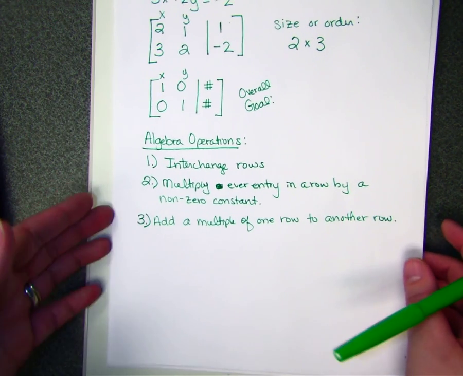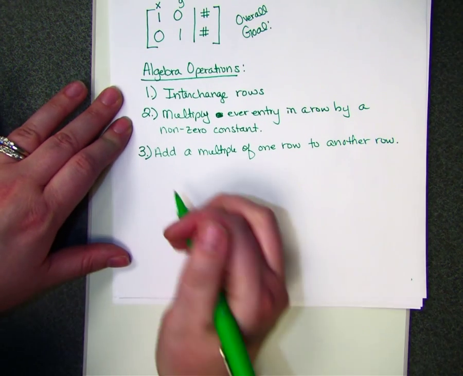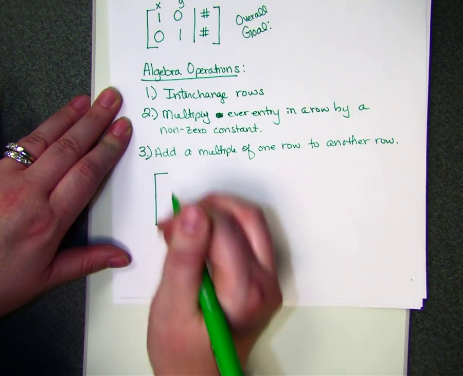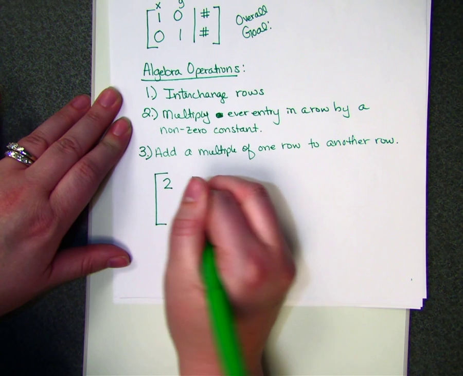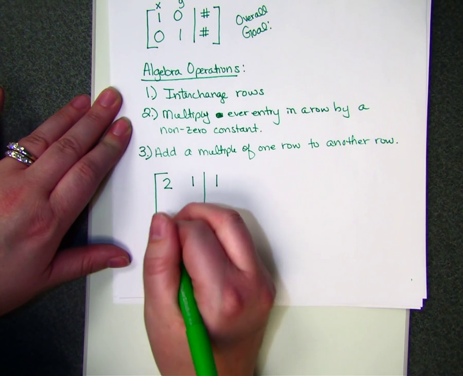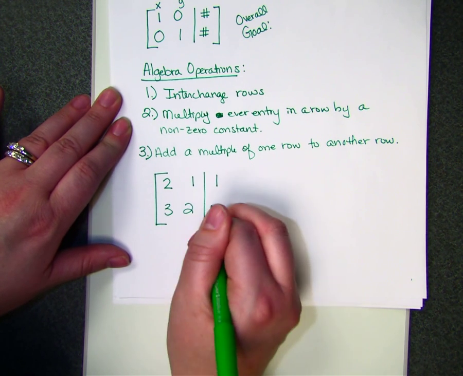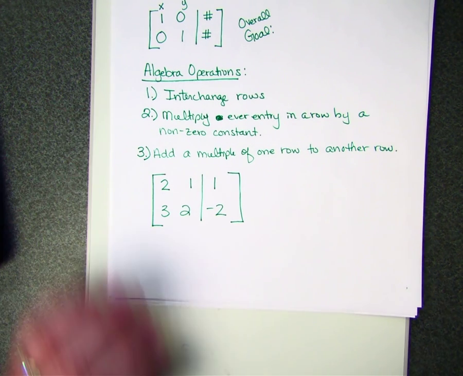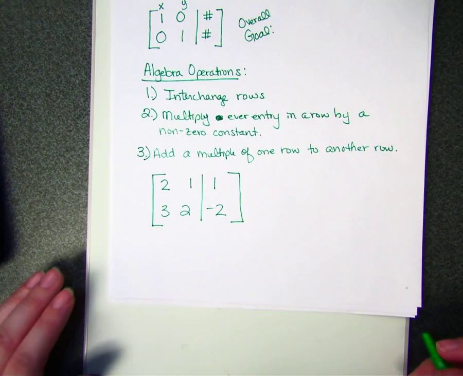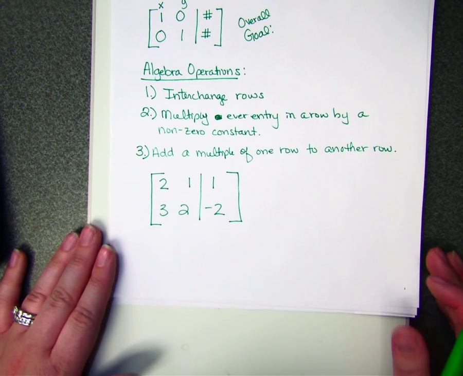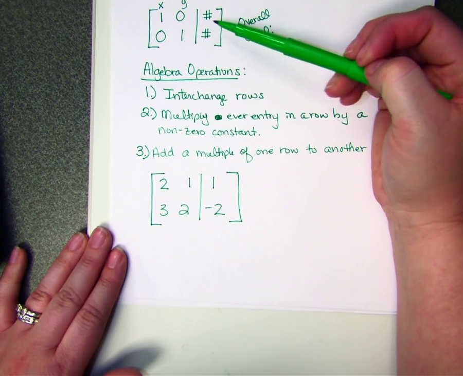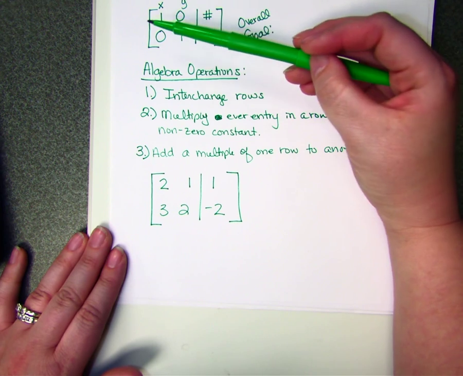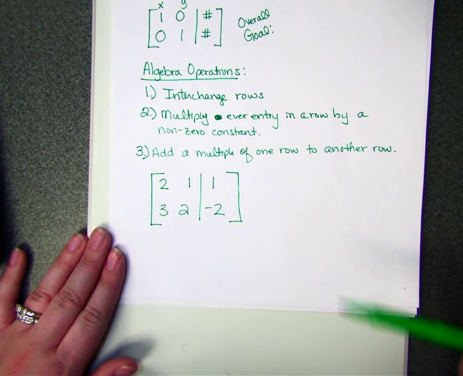So let's get back to our matrix at hand. The system of equations we wanted to solve had the form 2, 1, 1, 3, 2, negative 2. Now to start working with these three matrix operations, we need to know where we're headed. We're heading to this overall goal of ones in the diagonals and zeros everywhere else.